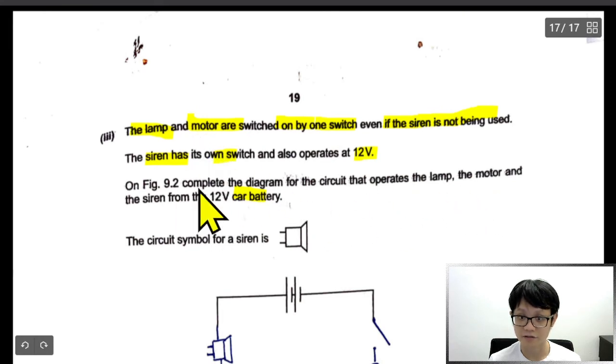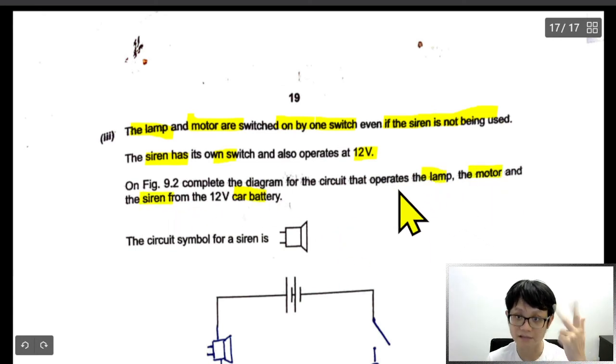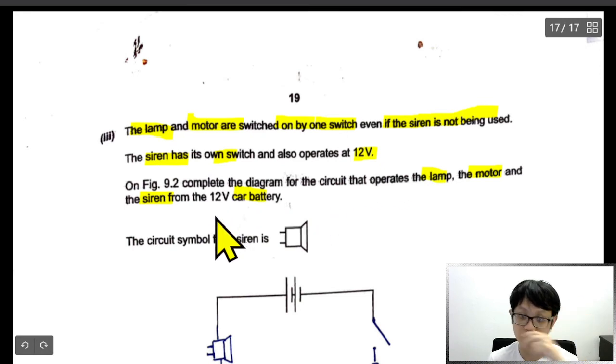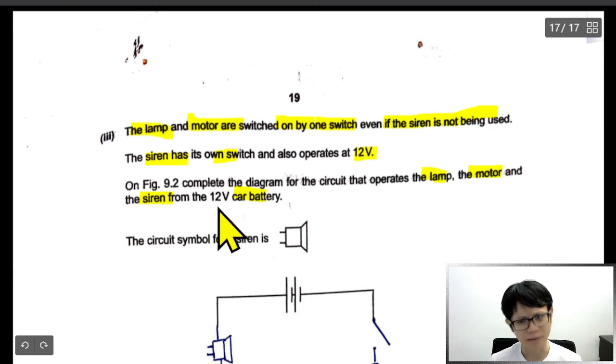So let's read this one. The motor and the siren, there's motor, lamp, and siren operate from the 12-volt car battery. So basically this is a car 12 watt. Usually for a bigger car like a van, sometimes they use 14 watt, 16 watt, 19 watt. For 12, the car is really a small car actually. For me, I think it's like my V at 12 watt.